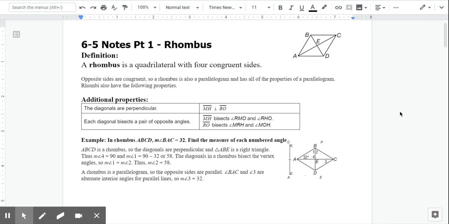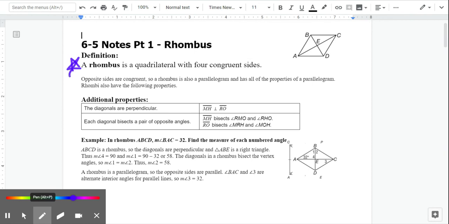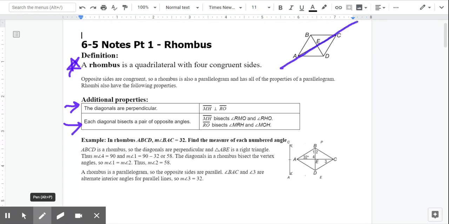Here we are on 6.5 Notes Part 1, rhombus, and just a reminder that the definition is that a rhombus is a quadrilateral with 4 congruent sides. Also, the diagonals are perpendicular, and each diagonal bisects the angles. So, like right here, the diagonal bisects the rhombus basically into 2 congruent halves. Okay, so you're going to have that happening.